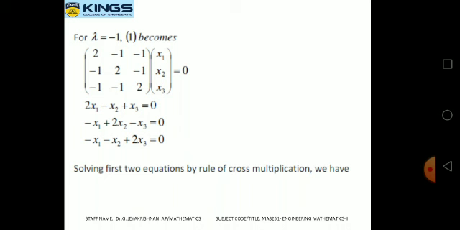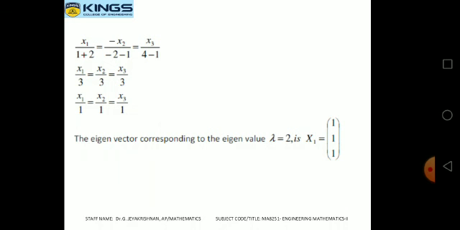First, we have to check whether the equations are the same or different. Now, the 3 equations are different. Therefore, choose any 2 equations. Now I am solving the first 2 equations, but you can choose any 2 equations, the result is the same. Using the cross multiplication method on the first 2 equations, we have x1 by 3 equal to x2 divided by 3 equal to x3 divided by 3. Therefore, the eigenvector is 3, 3, 3. Dividing all the elements by 3, we get the first eigenvector X1 equal to 1, 1, 1.